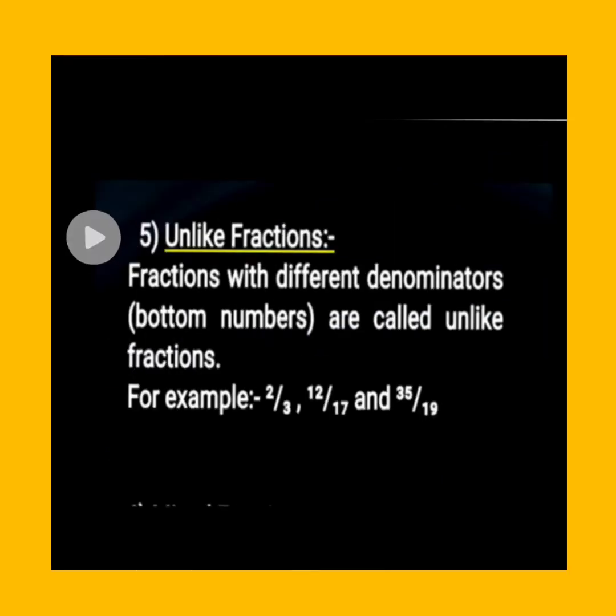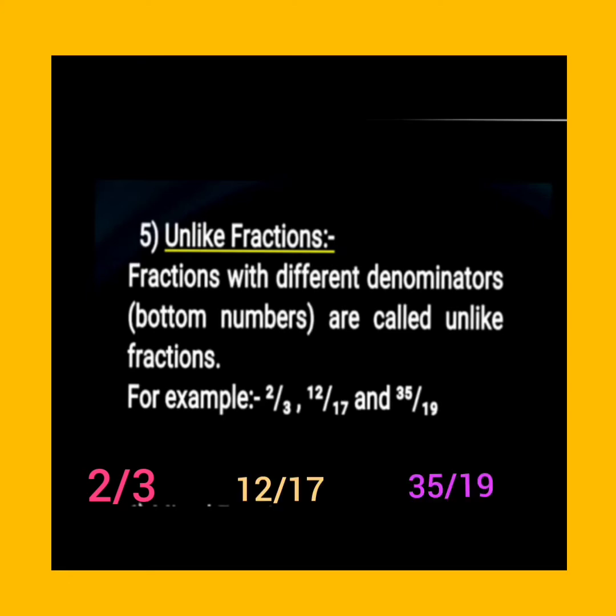Unlike fractions: fractions with different denominators are called unlike fractions. For example, 2 upon 3, 12 upon 17, 35 upon 19. You can check in all three examples, the denominators are different. So these are called unlike fractions.